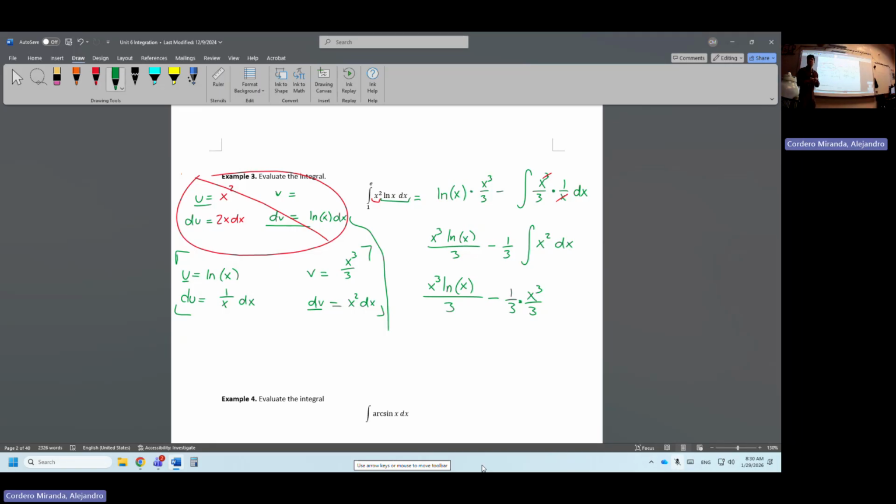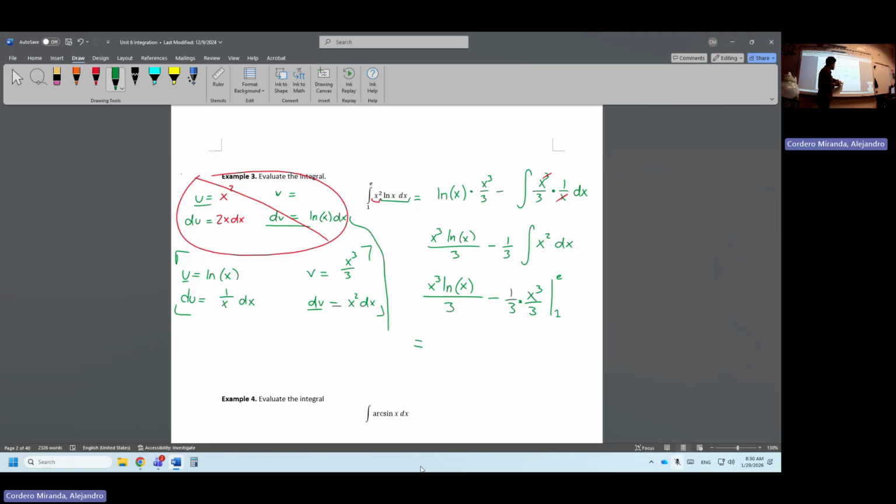And normally plus c, but I'm just checking if I went too fast. Are you good with these 3 steps? Okay, so yeah. I was stopping just to check that I didn't go too fast. But yeah, now I can plug in my e and my 1, and that'll be my final answer.